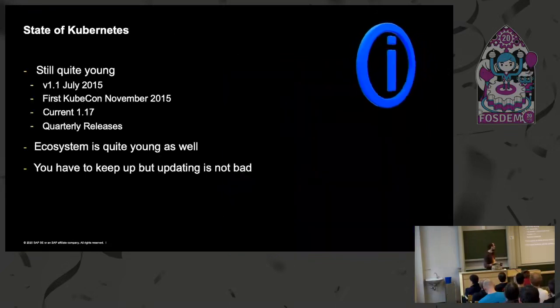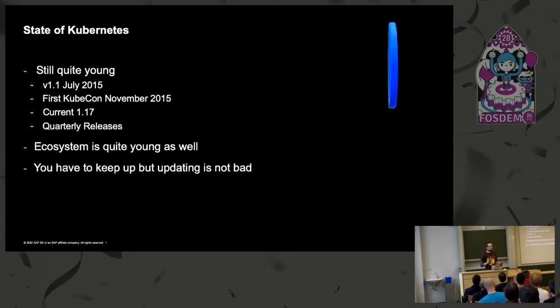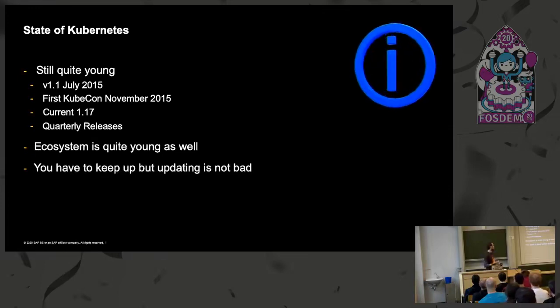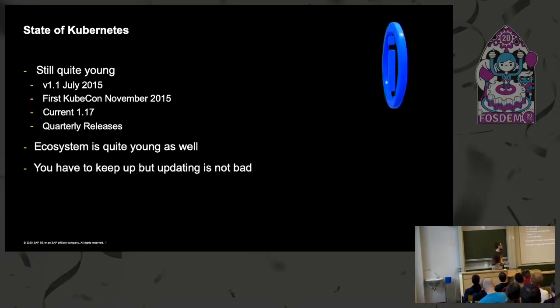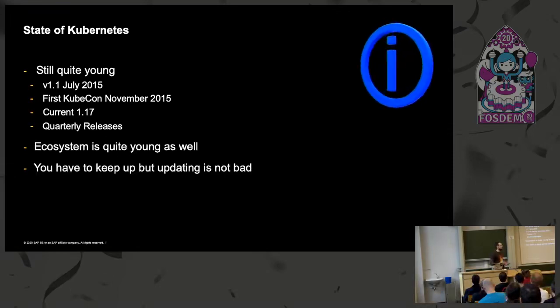Quick jump into Kubernetes. It's still quite young. In July 2015, we had version 1.1. The first KubeCon was only in November 2015. Currently, we are already at 1.17, and it has quarterly releases. What this means for you if you work with it daily is something we are very aware of, though it's not causing us trouble. This ecosystem is really young.